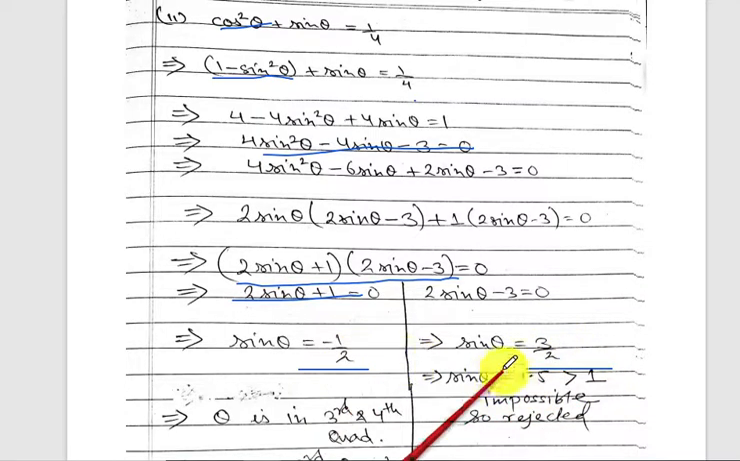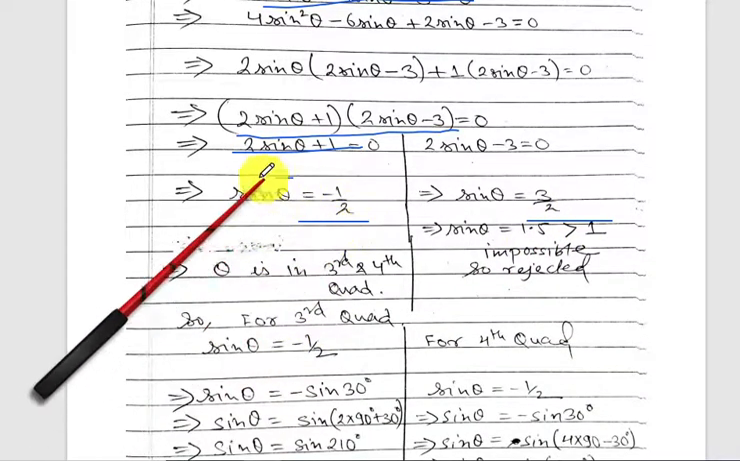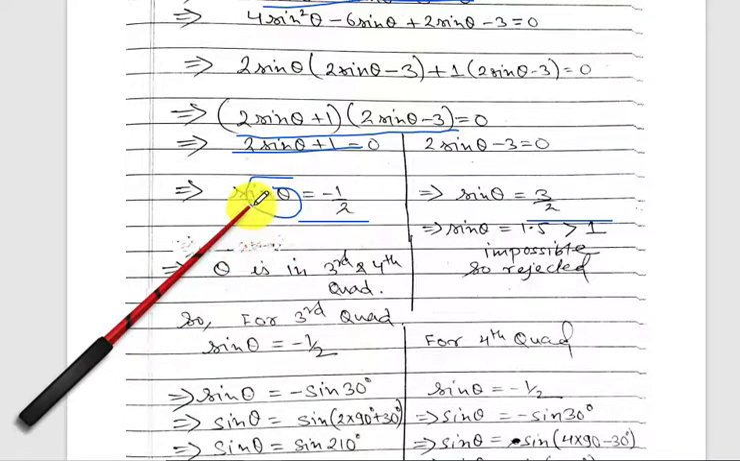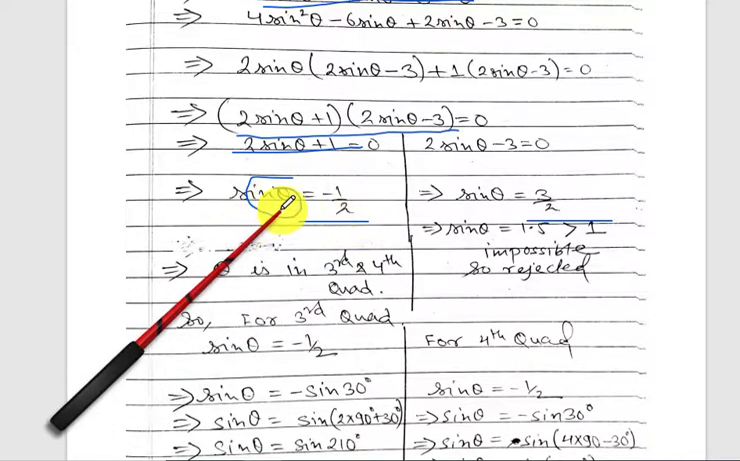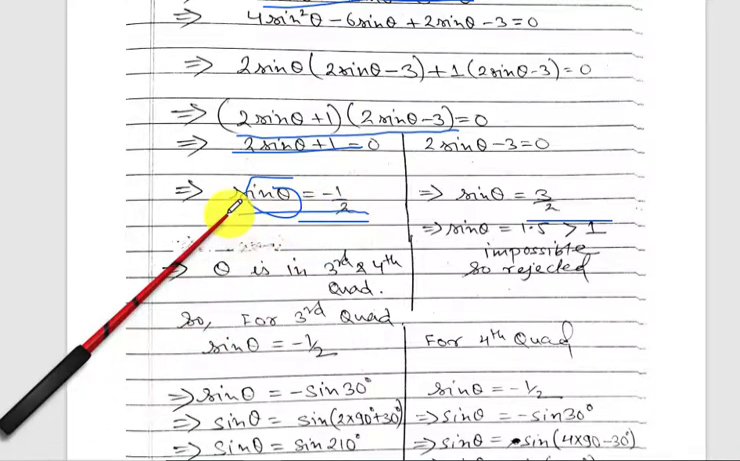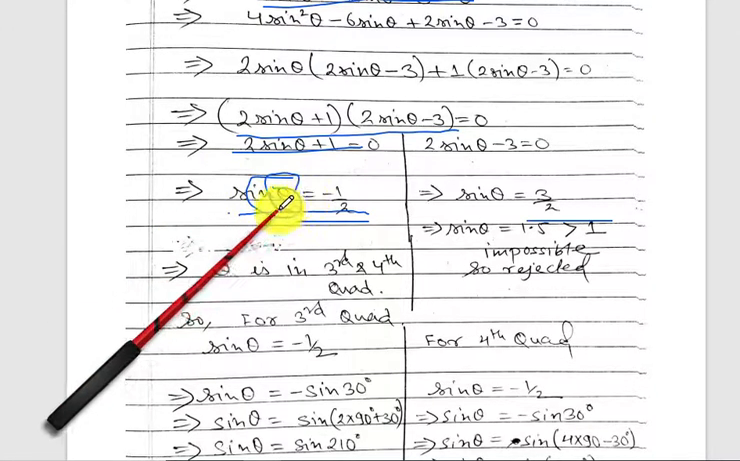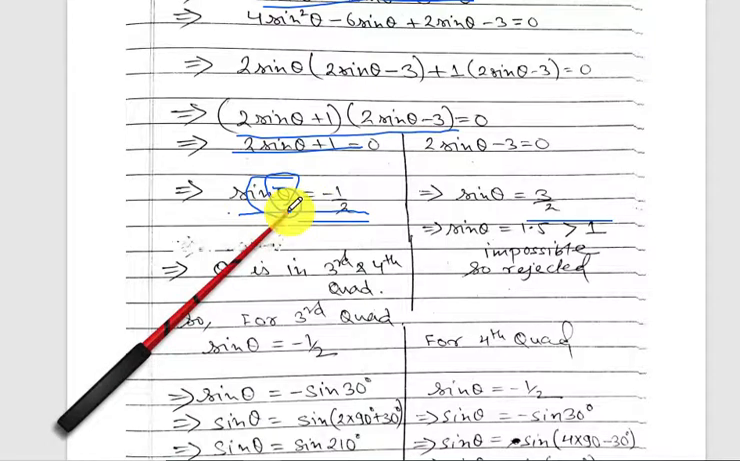And you know that the sine value will be in the closed interval -1 to 1. So this is not possible, so this is rejected. Now we are left with sine theta equal to -half. Here theta has to be somewhere between 0 and 2 pi. That means I will get two values of theta, and here you can see that sine theta is coming negative. That means this theta has to be in the third and fourth quadrant, because sine is negative in the third and fourth quadrant.